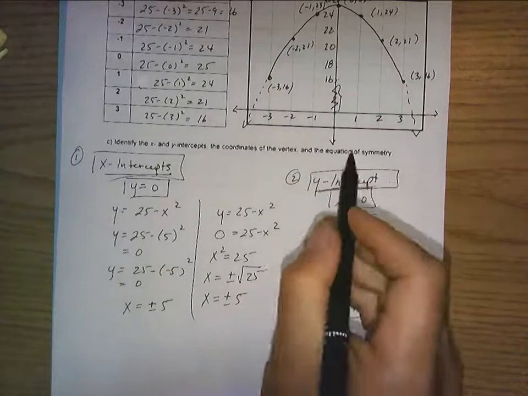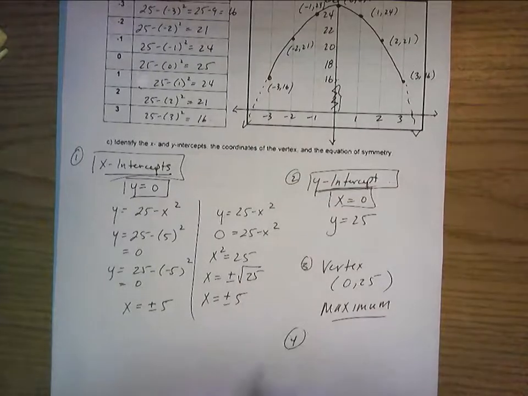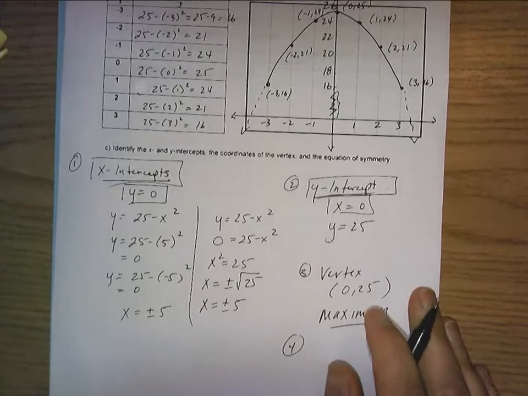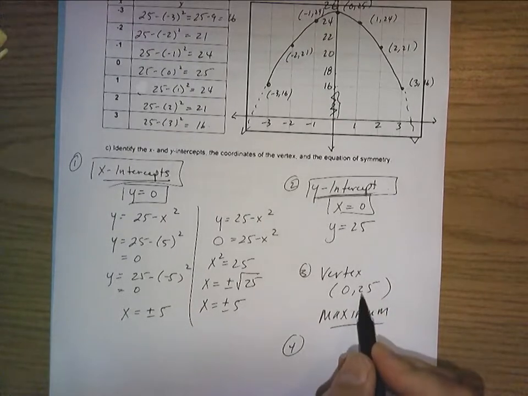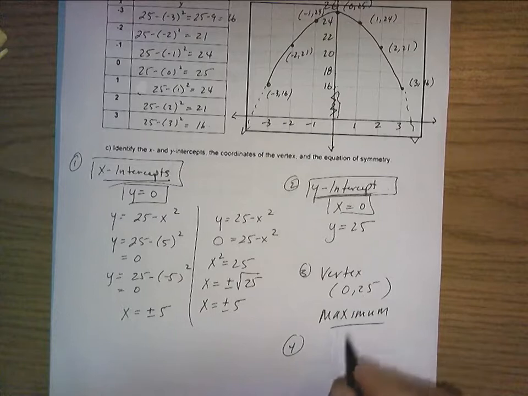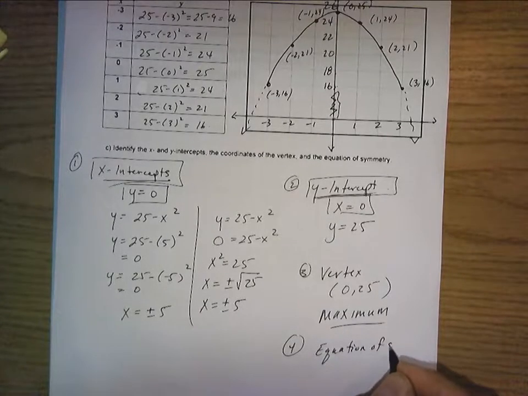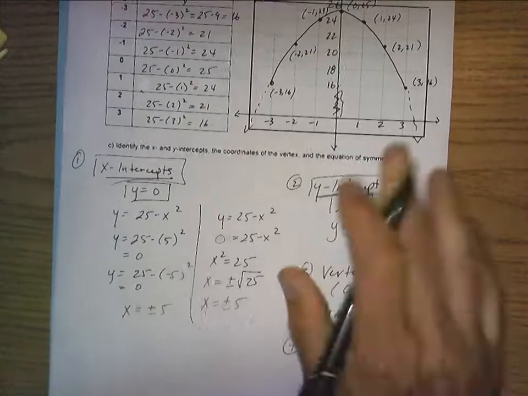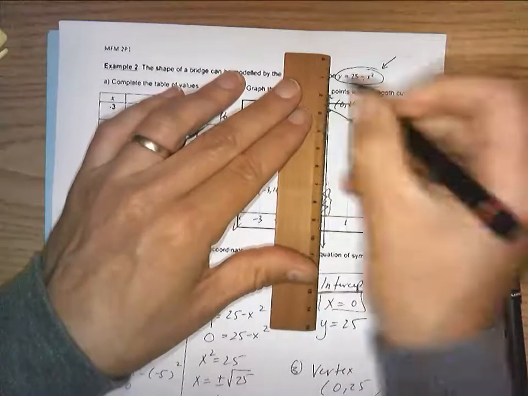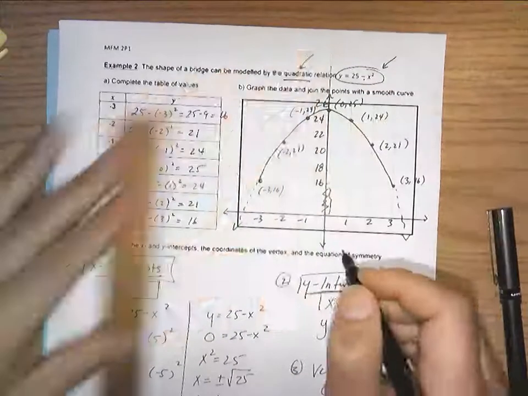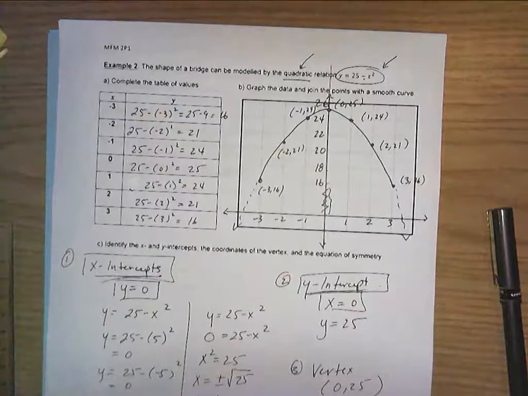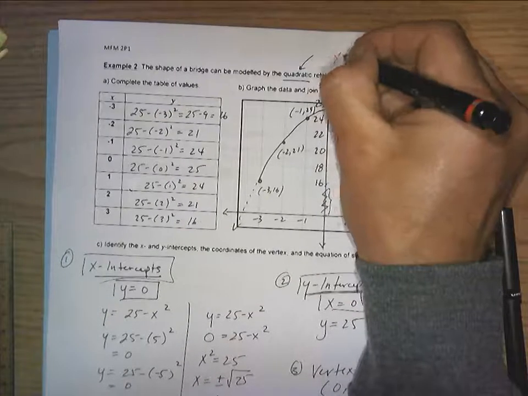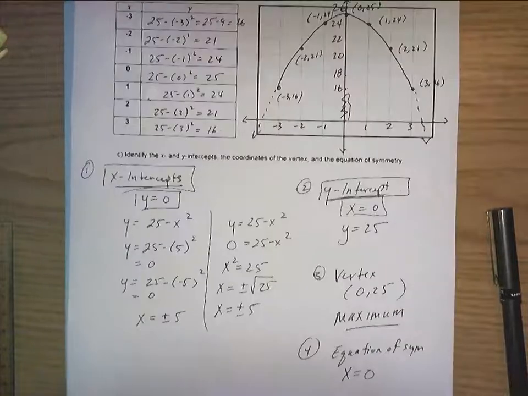What's the next thing it's asking for? The equation of symmetry. Well, the equation of symmetry always runs through the vertex, so I can look here, and it's always going to be the x value. The equation of symmetry, remember, is going to be a vertical line, so it's going to be x equals 0. Or we can see it up here. There's that symmetrical line that it's crossing through, and it's going to be x equals 0. All right, that's example 2 done. I'll stop here and we'll finish off with section 6.4.